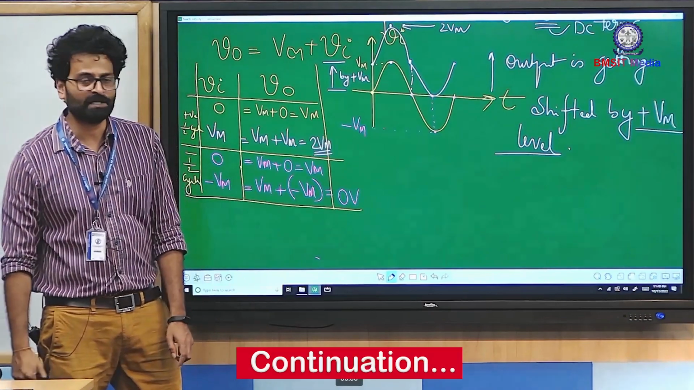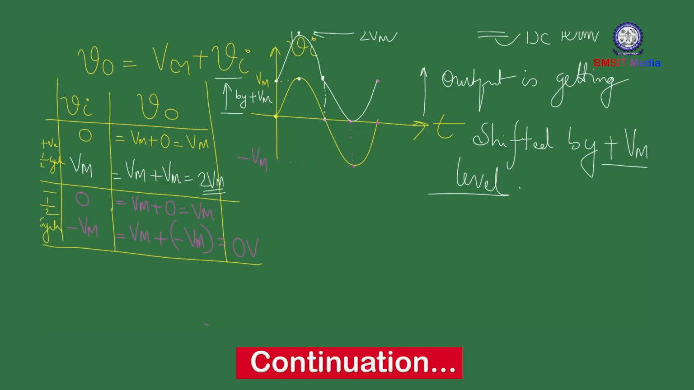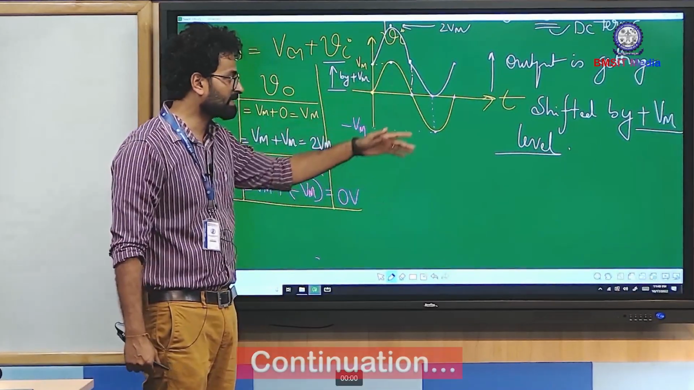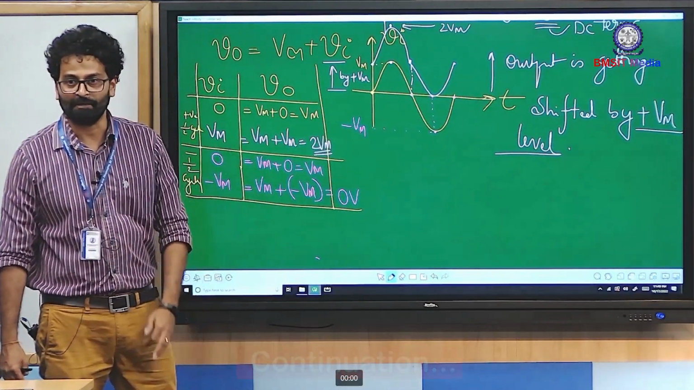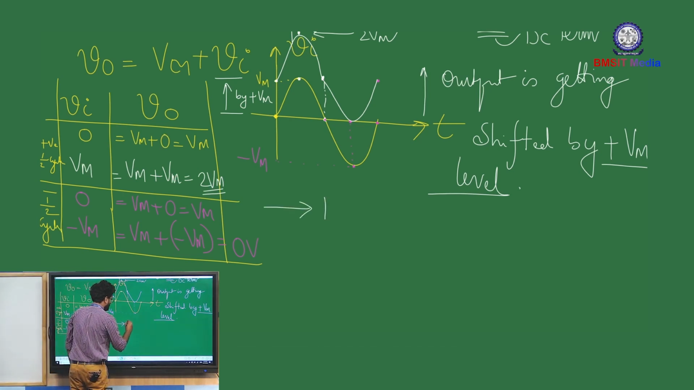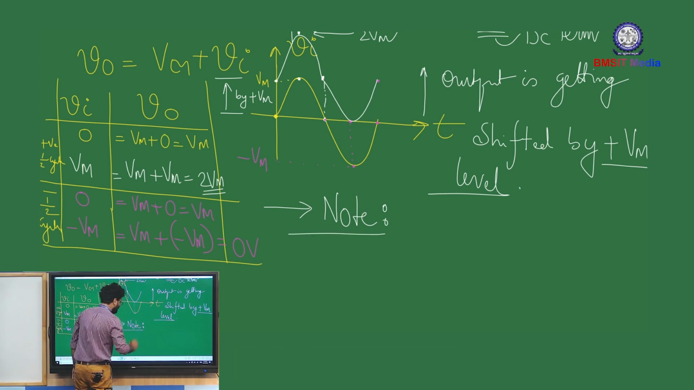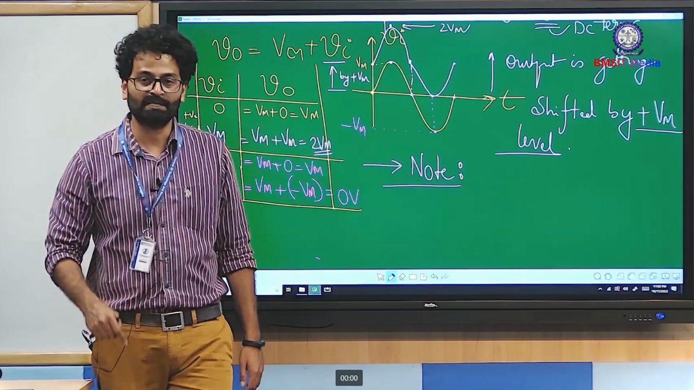What could be your observation? In case of negative clamper, the output waveform is going to get shifted in the downward direction by minus Vm level. So that is the difference. And you can also derive a special note on practical diode analysis.